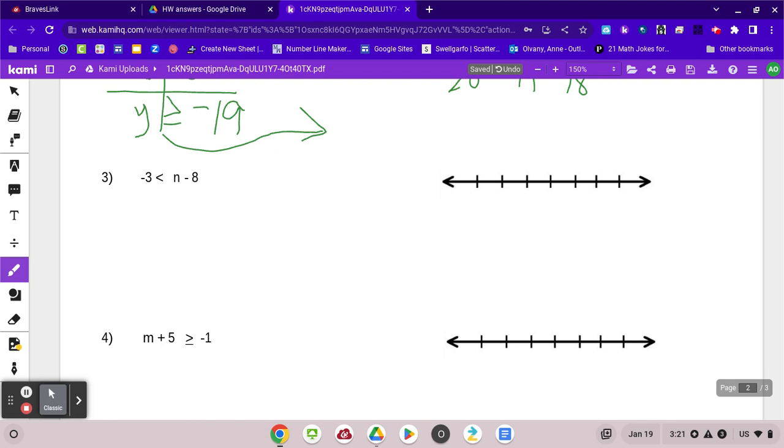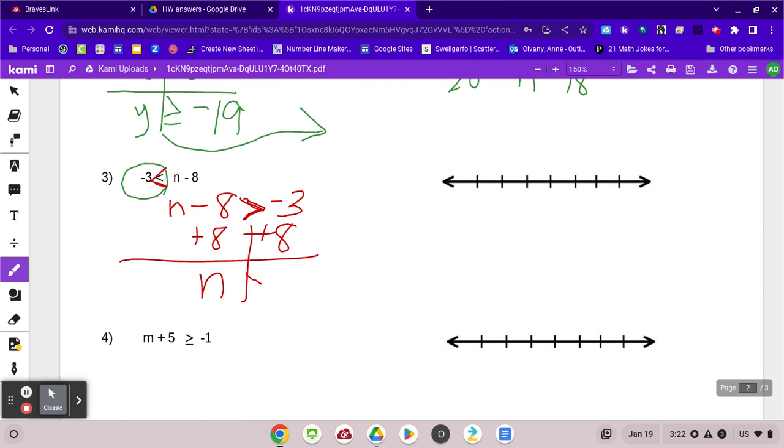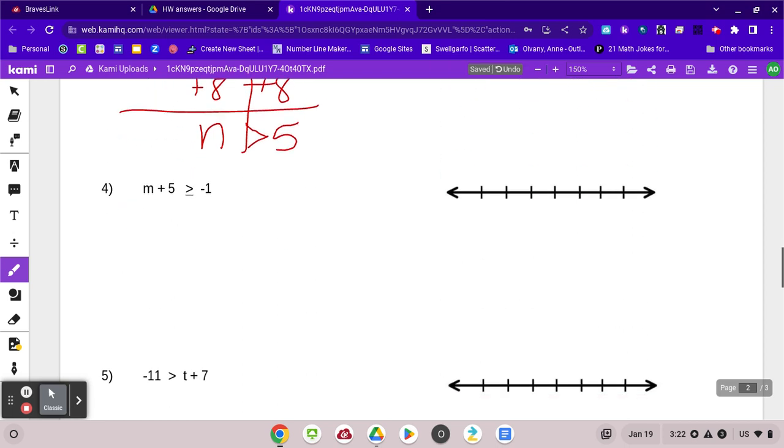Next one, we don't like the placement of the variable being on the right. So we're going to flip this to the other side. I'm going to rewrite this equation, n minus 8, keeping the point towards the -3. See, we're pointing towards the -3, just like that one. And now we're going to split, take the inverse. -3 plus 8 is 5. Finally, we have a positive one. Those seem a little easier. 4, 5, 6, 7. Open circle at the 5, pointing to the right. Those are all greater than 5.